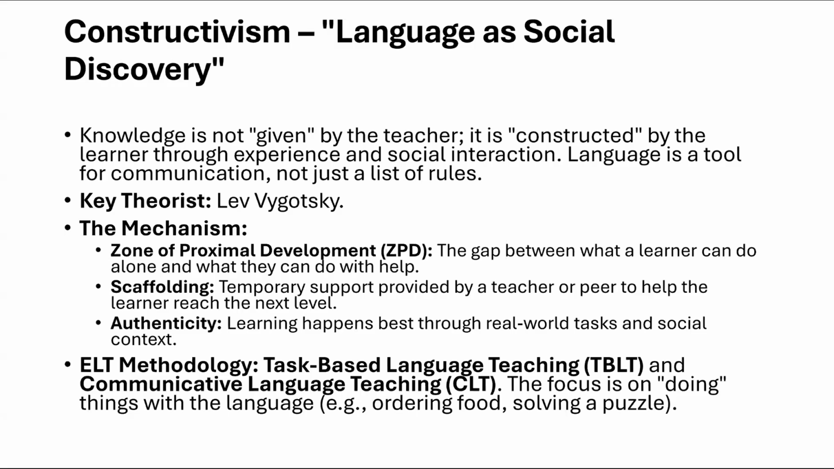Scaffolding is a process. It's a temporary support provided by a teacher or peer to help the learner reach the next level. Authenticity: learning happens best through real world tasks and social context. ELT methodology: task based language teaching, TBLT, and communicative language teaching, CLT. All these methodologies basically focus on doing things with the language rather than just listening to a passive lecture. Say, doing things that can include ordering food or solving a real time puzzle, etc.